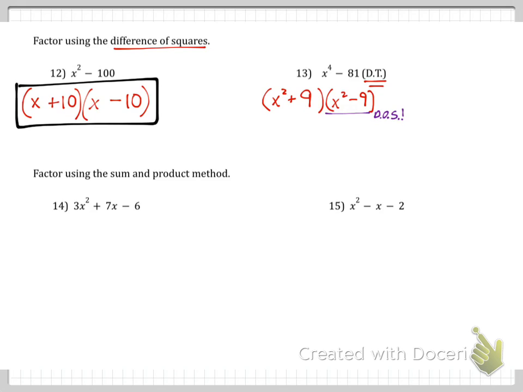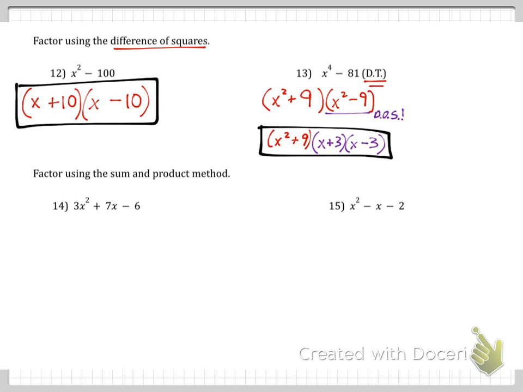So we're done. Oh, we're not done though. That's why the double trouble, the DT, is there. X squared minus 9 is still two sets of perfect squares. It's a difference of squares. That's what DOS stands for. So let's rewrite x squared plus 9. We have to have that down. And let's think about, okay, what are the two perfect squares? Well, x squared is a perfect square, and 9 is a perfect square. So the square root of x squared is x, and the square root of 9 is 3. So we write x plus 3 times x minus 3. And now we're done.